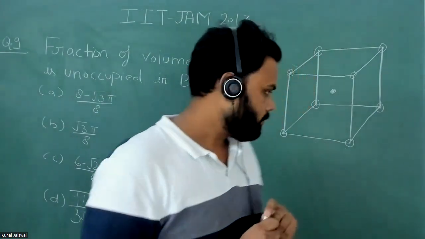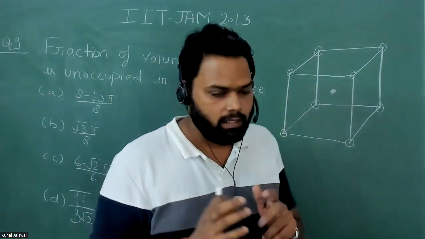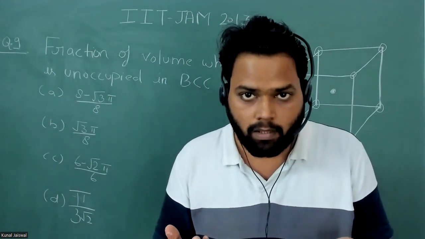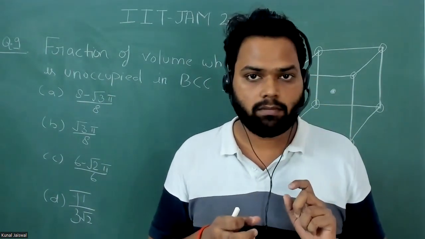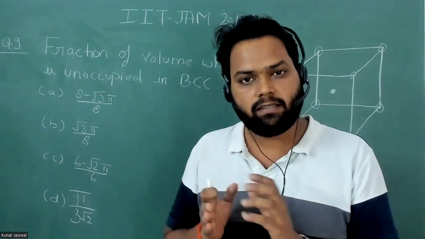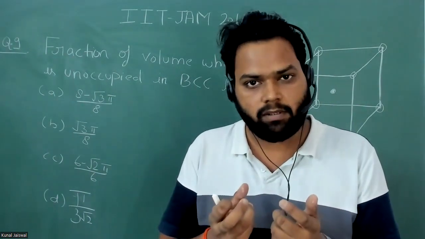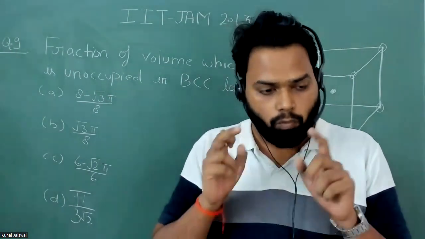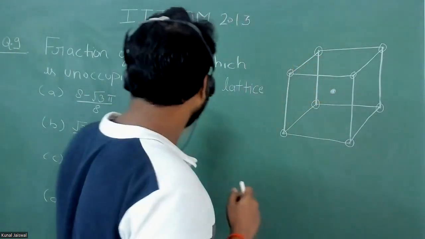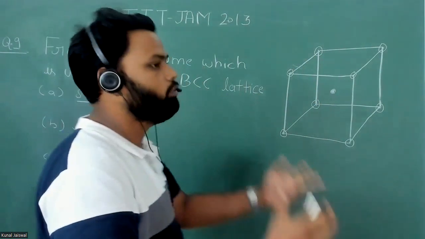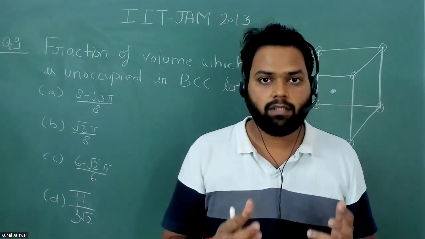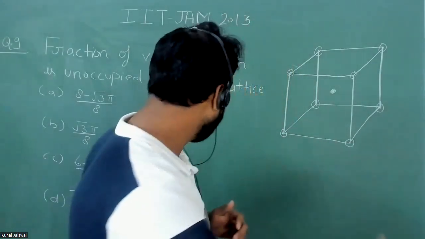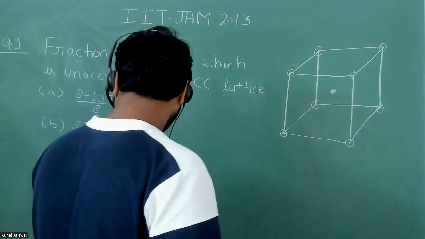Okay, see, there is a lattice. Lattice has its own volume, and we know that in the lattice there are atoms. Okay, from the different lattices there are some different types of atoms in one unit cell. So what do we have to find? We have to find the fraction of volume which is unoccupied. Which is unoccupied, that means which is free. Okay, so for this, let's solve the question. There are 4 options given.